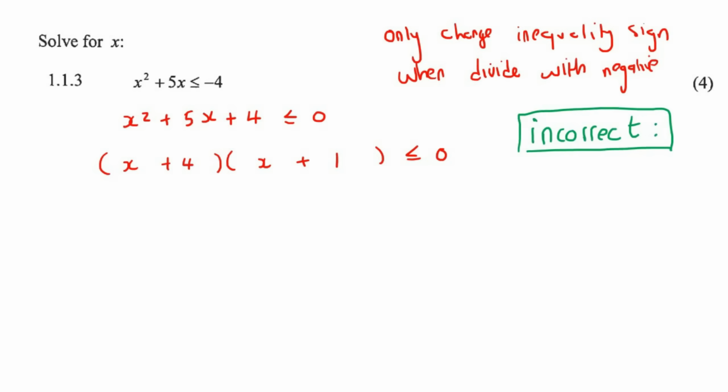So what some students do is they just say x plus 4 is smaller than 0, and then they say x plus 1 is smaller than 0, and then they just solve both of those, and they say that therefore x is smaller than minus 4, and then x is smaller than minus 1.